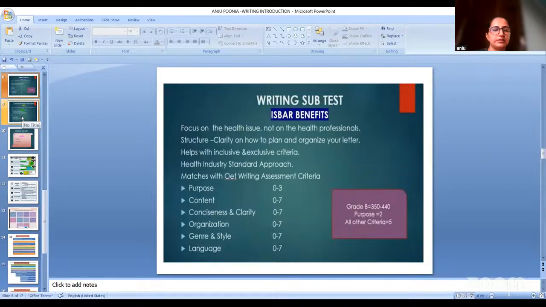Purpose, content, conciseness and clarity, organization, genre and style, and language. These six things are what our OET marks are based on. Purpose is 2 out of 3, content 5 out of 7, conciseness and clarity 5 out of 7, and likewise genre and style and language 5 out of 7. Then we get grade B, 350 to 400: purpose 2, all other criteria 5. Purpose is the backbone, because if we get 1 out of 3 in purpose, we don't get a B score.